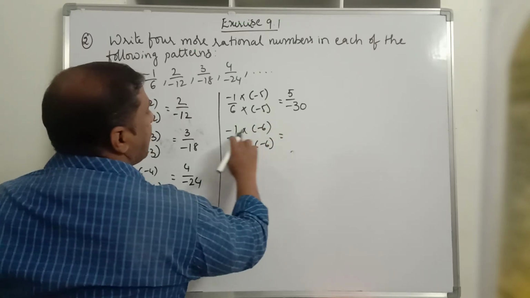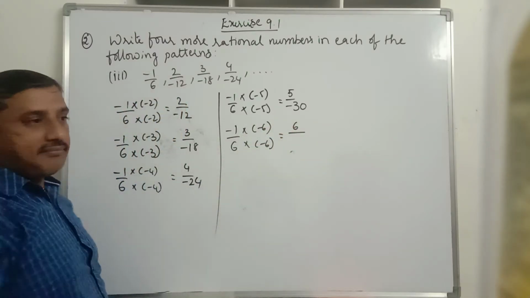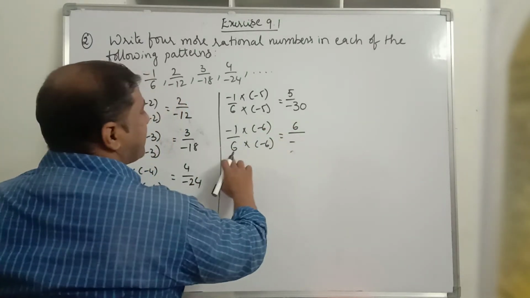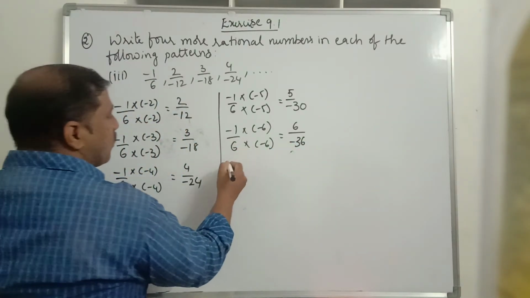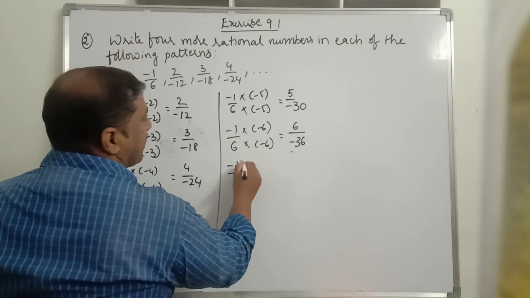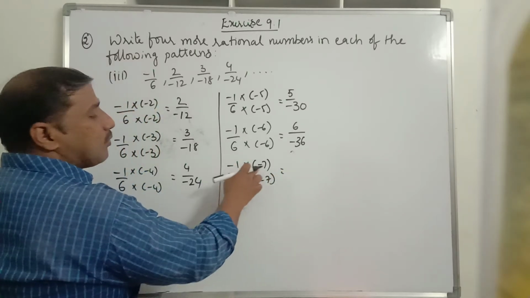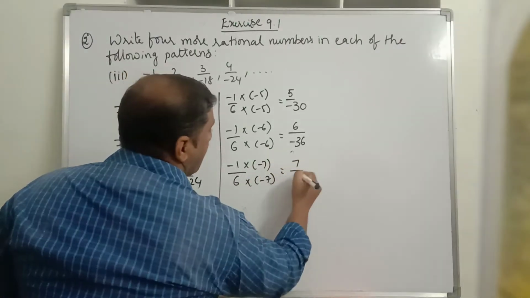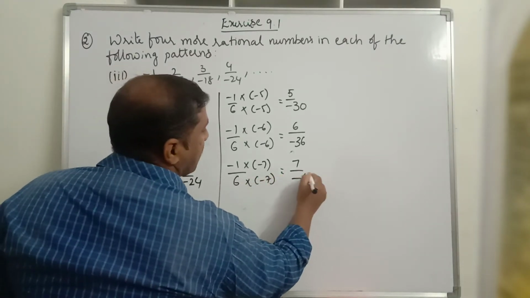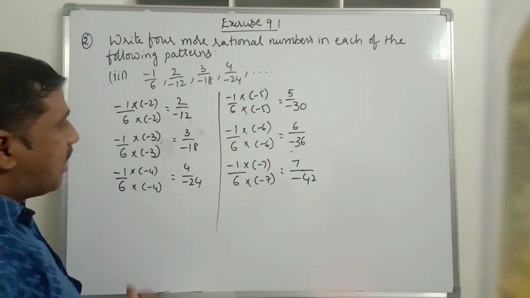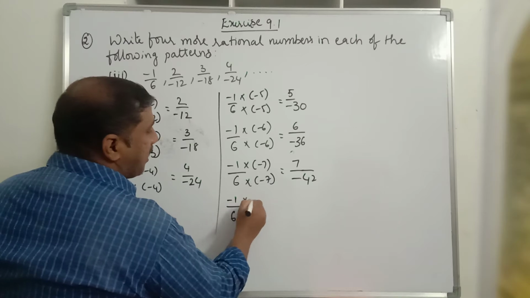Therefore what we get it is minus into minus plus, 1 into 6, 6, divided by plus into minus, minus, 6 into 6, 6 6s are 36. Then to get the next rational number, minus 1 by 6 is multiplied with what? Minus 7. Therefore minus into minus plus, 1 into 7 it is 7, divided by plus into minus, minus, 6 into 7, 6 7s are 42. 7 by minus 42.